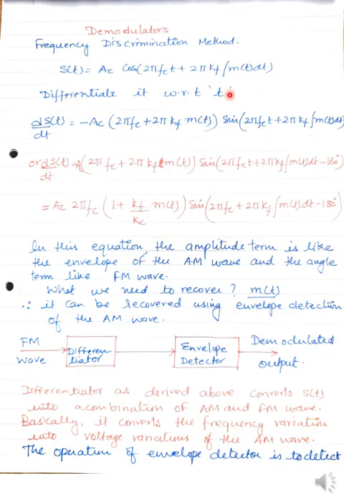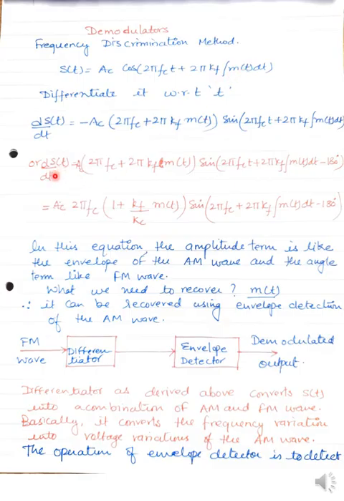If we differentiate it with respect to t, then ds/dt equals, the differentiation of cosine will be minus sine, so it will be minus Ac sine, the same angle you will write, and then you will differentiate the angular part only. The differentiation of this will be 2 pi fc, the t will be eliminated, and when you have an integration here, the integration will also go off. So it will be 2 pi fc plus 2 pi kf m(t), because we were integrating m(t) here. When you bring a differentiation here, the integration will be cancelled.